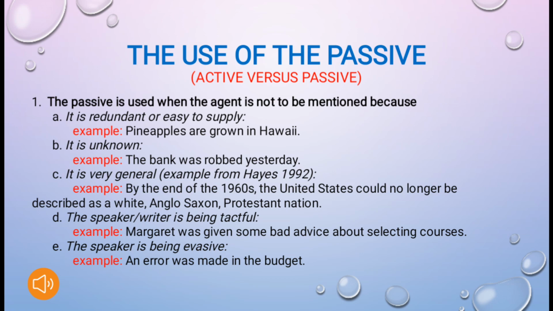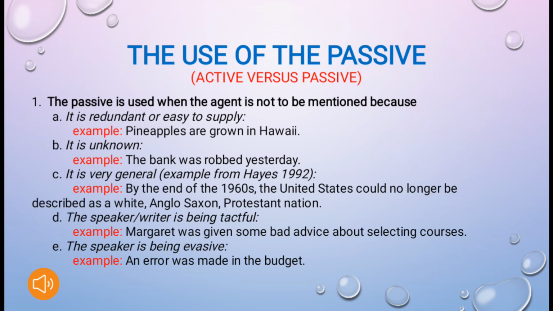The first use of the passive is that the passive is used when the agent is not to be mentioned because of these five reasons. First, it is redundant or easy to supply. Since this is mentioned, pineapples are grown in Hawaii, so these are really easy to supply because everybody knows that in Hawaii pineapples are fast growing.